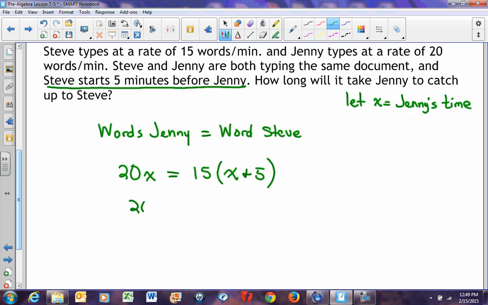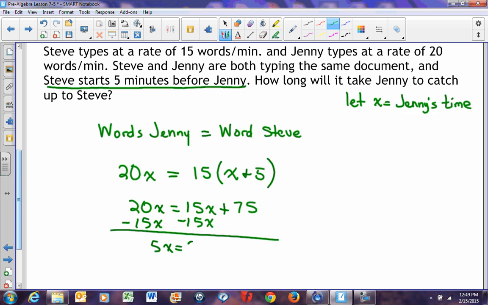So 20x has to equal 15x plus 15 times 5 is 75. So then we need to get all the variables on one side of the equation, so subtract 15x. So 20x minus 15x is 5x, has to equal 75. Divide by 5. X has to equal 75 divided by 5, which happens to be 15. So how long will it take Jenny to catch up to Steve? It will take her 15 minutes.